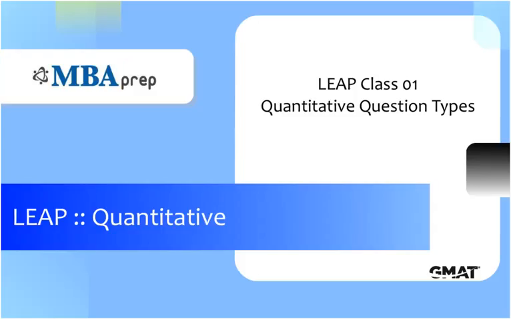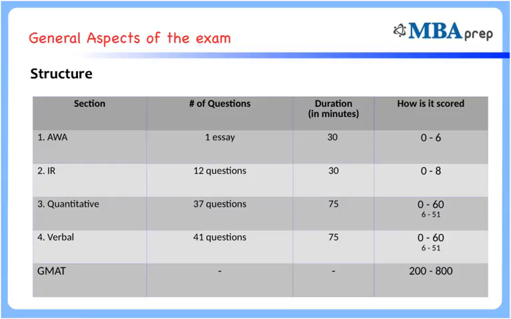This is class number one and we will discuss quantitative question types. But before, let's take a look at the general structure of this exam. The GMAT has four sections.